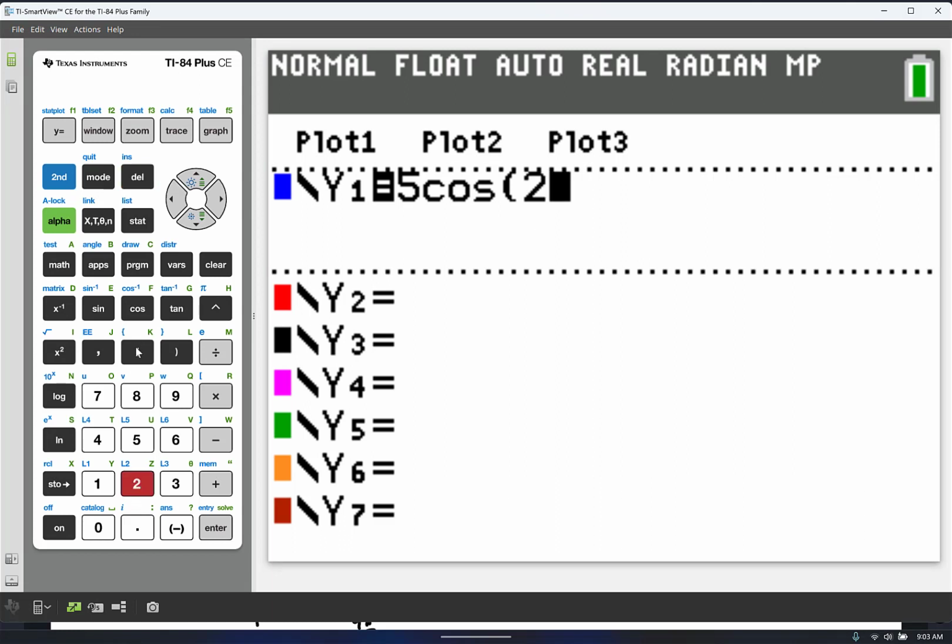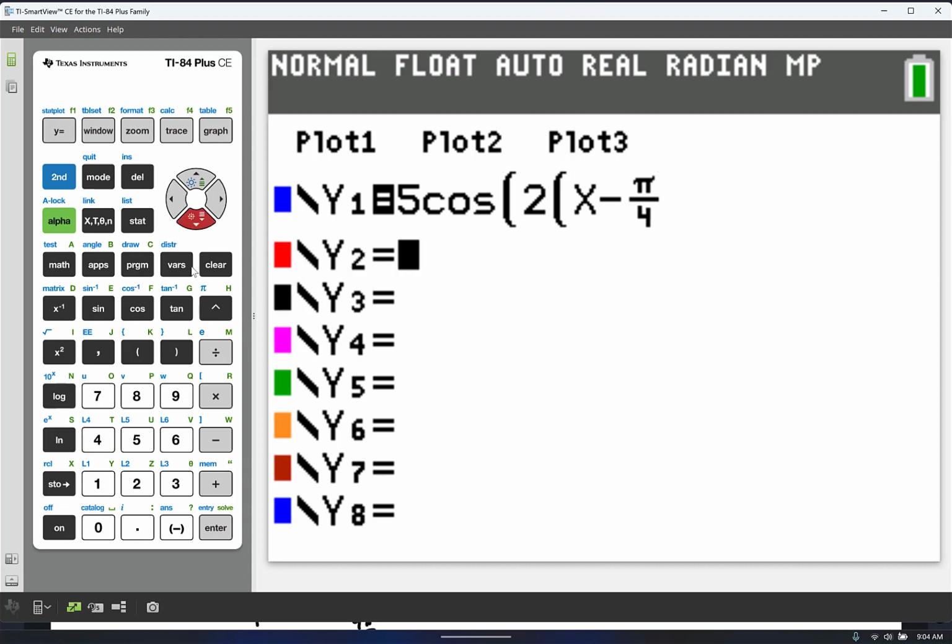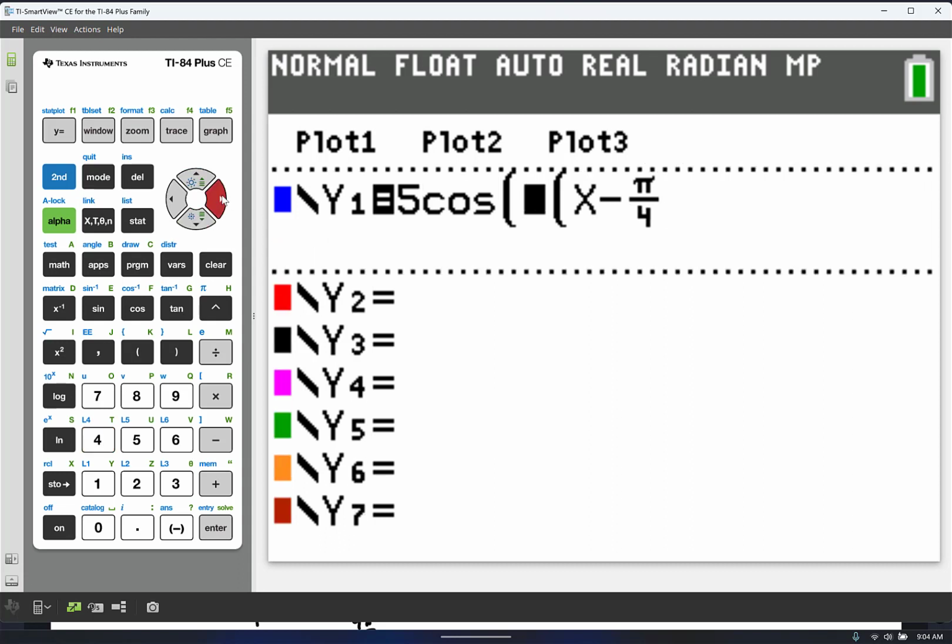2, parenthesis, what do I have? X minus 1 minus pi over 4. So alpha y equals, I like to put the pi like this. You don't have to. You can just put pi divided by 4. Pi over 4, and I'm going to close it twice. Close, and what was my midline? Plus 8. Okay, here we go.